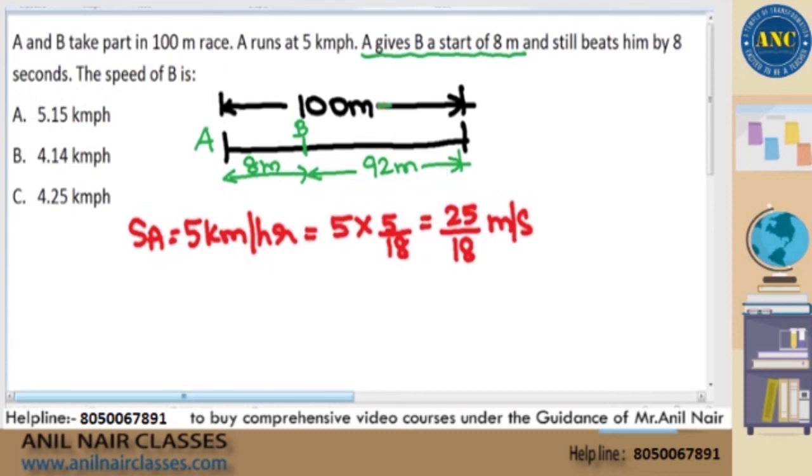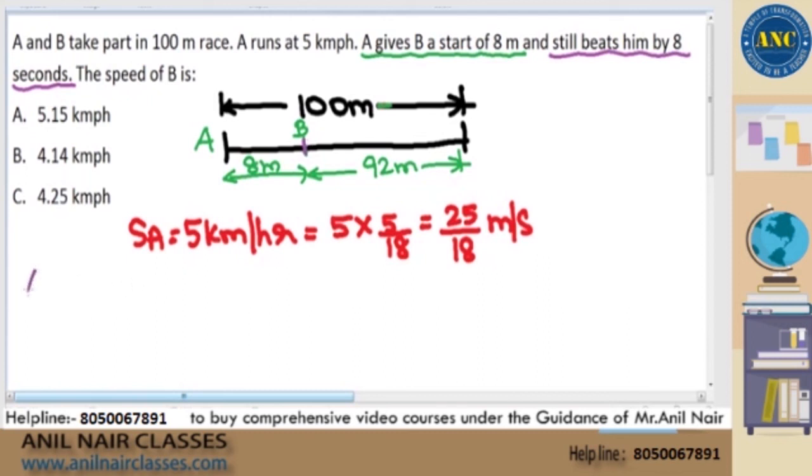And continue the question. And still beats him by 8 seconds. That means they are saying that even though B is traveling only for 92 meters and A is traveling for 100 meters, still A will beat B by 8 seconds. That is what they are trying to say. Find the speed of B, right? Find the speed of B.